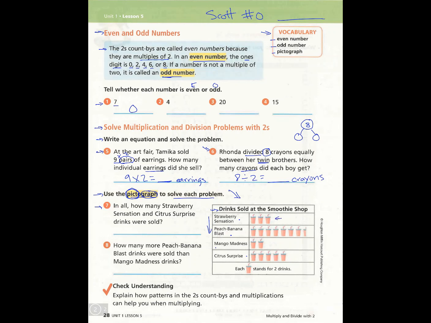I'm looking at these pictures over here. They don't tell us how many. They show us a picture that's supposed to tell us how many they sold. And in a pictograph, they will always give you this right here.